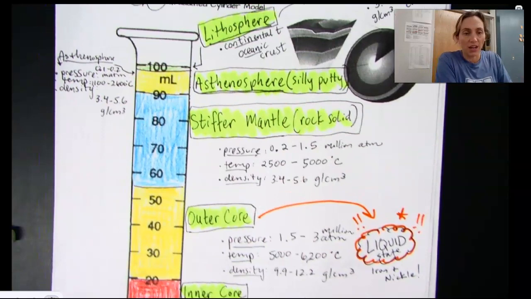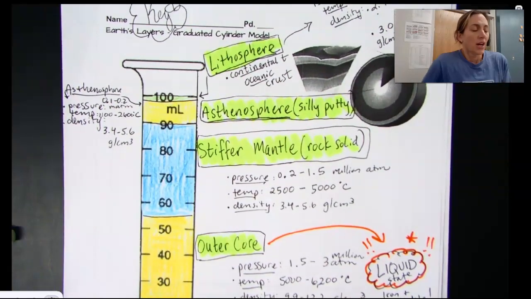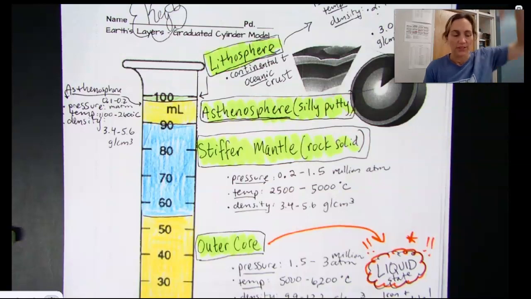All right, the asthenosphere. That's our silly putty. Still solid, but it's like silly putty solid. Its pressure is decreasing, its temperature is decreasing, its density is decreasing as well as we work our way towards the surface. And then finally, last but not least, our lithosphere.